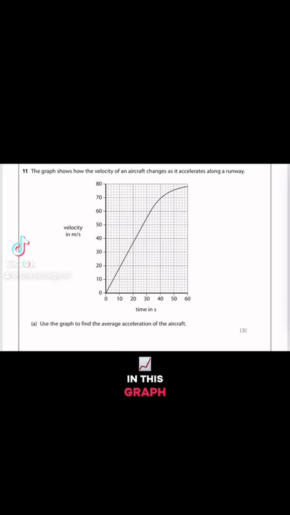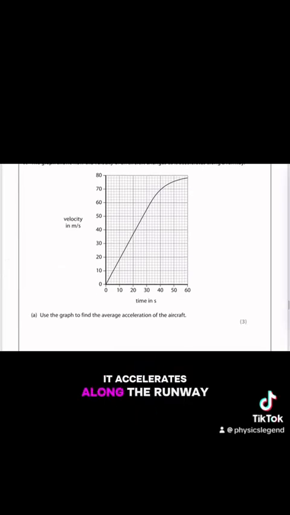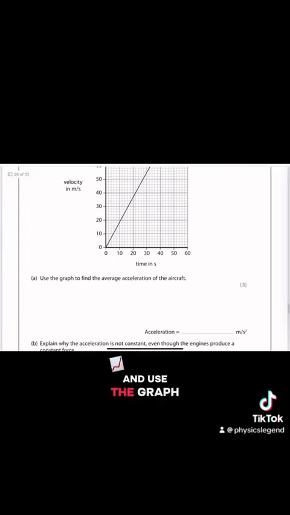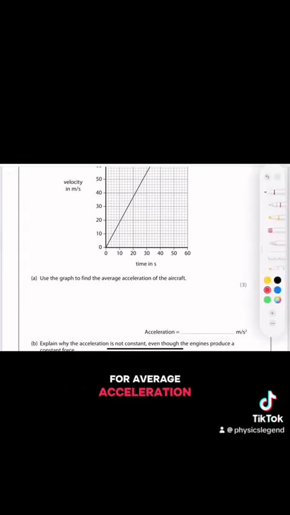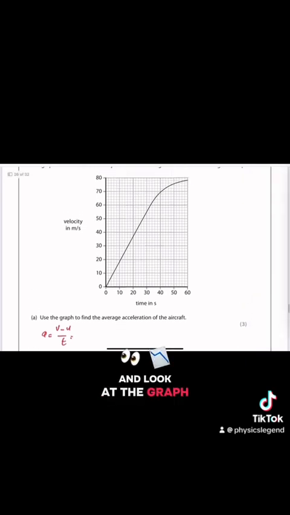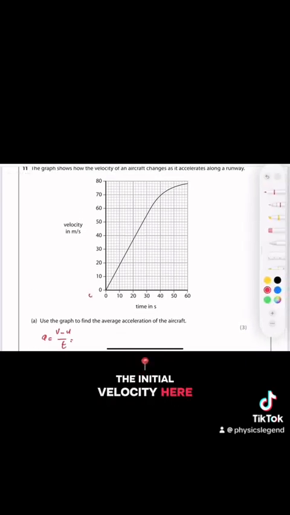Hi, this graph shows how the velocity of an aircraft changes as it accelerates along the runway. Use the graph to find the average acceleration. For average acceleration, we have the final velocity minus the initial velocity, divided by the time. Look at the graph. The initial velocity here is u equals 0.